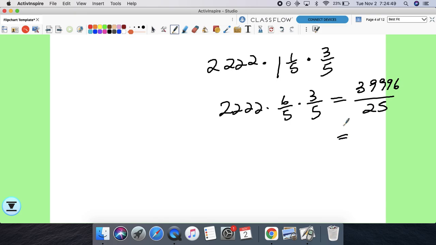And obviously, we're going to simplify that. That one needs to be simplified. And we get 1,599 point something. I'll get that number for you. 1,525 and 0.84. Okay, if you left it as a fraction, 84 over 100, and you can simplify that.